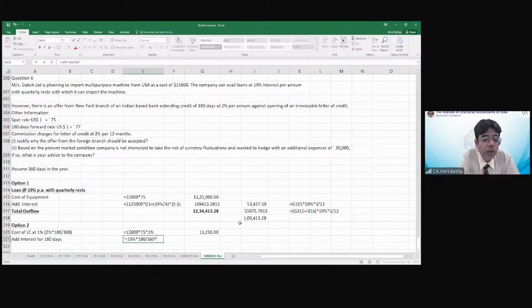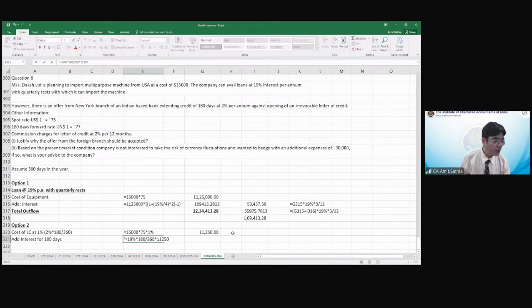Yes. So why am I applying this? I am taking this 19% interest on which one? There is a cost associated because I have to put a certain amount of money upfront. And what is that money? This money. I have to pay this upfront, right? 11,250. So this 11,250 is to be paid by me upfront.